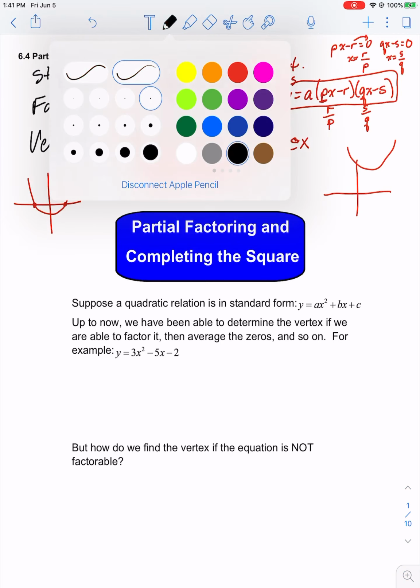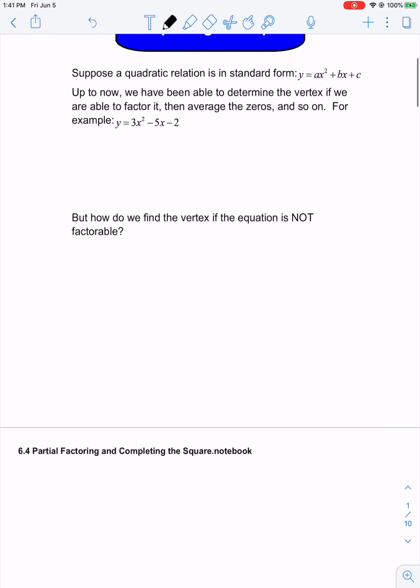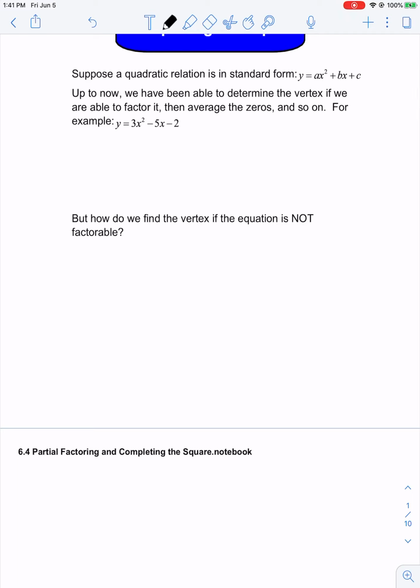So let's take a look at this first example that I have here. Suppose a quadratic relation is in standard form. Up to now, we have been able to determine the vertex if we are able to factor it, then average the zeros, and so on. So for example, this is what we've been able to do.